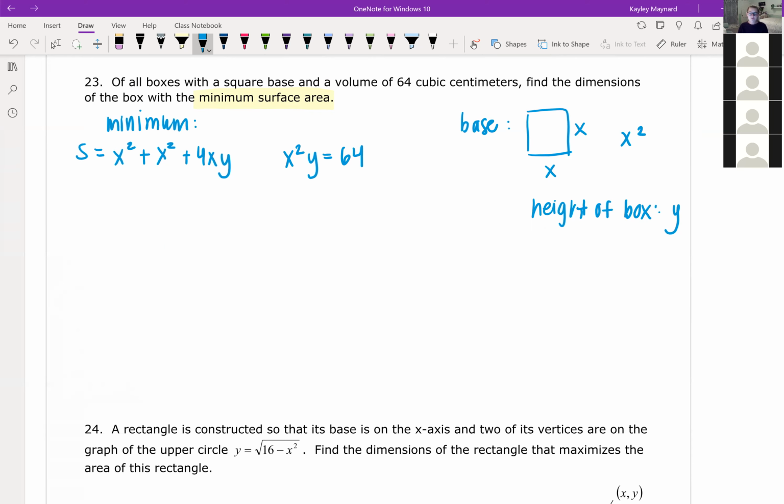That's just the equation for the volume of a box. So for the volume of the box, you just multiply each side length, like the height by the width by the length. But in our case, because the base is square, the width and the length are both x.